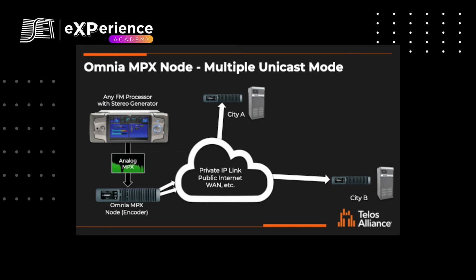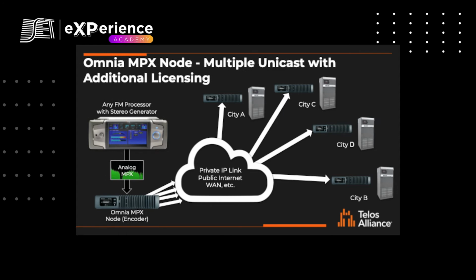Or you can buy an extra license and send to 4 or 8 or I think even 12 transmitter sites if you want to. That does take a lot of bandwidth, though, at the studio, because these are each an individual signal. There's another method of sending signal, and that's with multicast IP distribution.